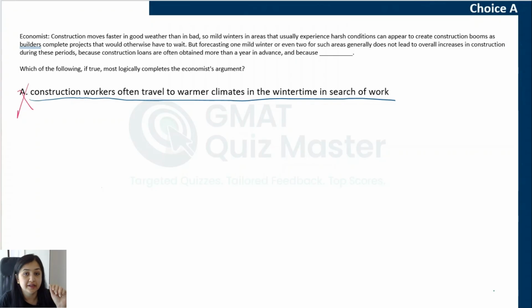So, one thing, if you selected this answer choice, you did not know what the correct answer choice needs to convey. You did not know that the correct answer choice needs to explain this reason. It needs to provide that additional information that can make this logic complete.